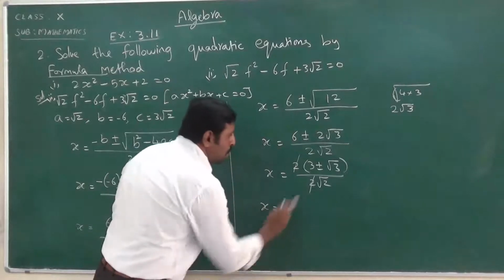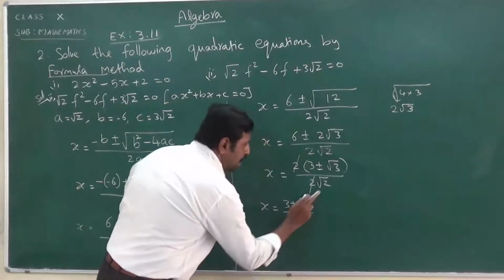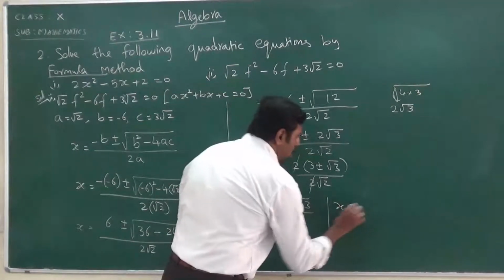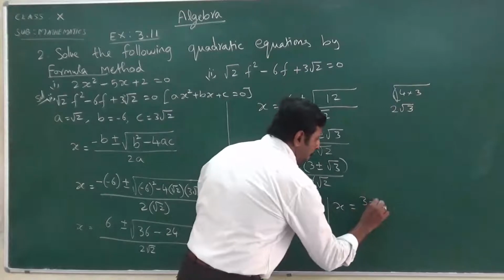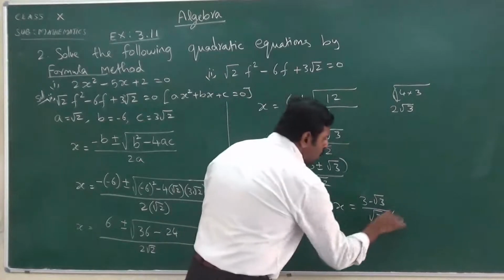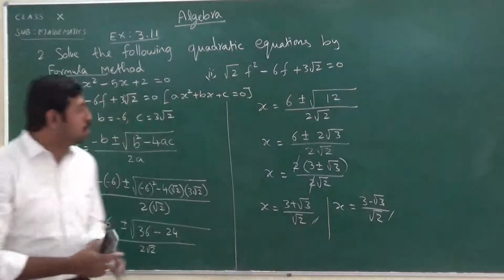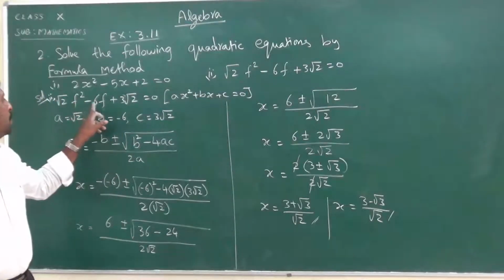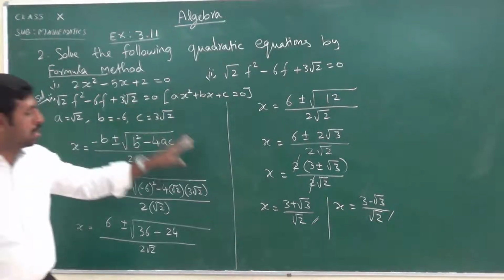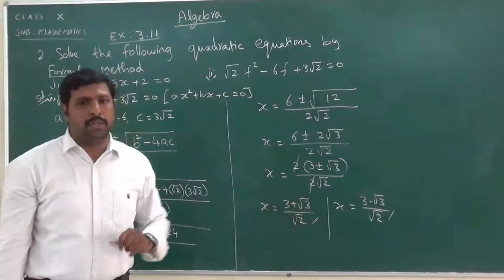So x is equal to the positive value, 3 plus root 3 divided by root 2, and another one, x is equal to 3 minus root 3 divided by root 2, are the solutions, the roots of the given quadratic equation. So for root 2 x square minus 6x plus 3 root 2 is equal to 0, this quadratic equation has the roots x is equal to 3 plus root 3 divided by root 2 and x is equal to 3 minus root 3 divided by root 2.